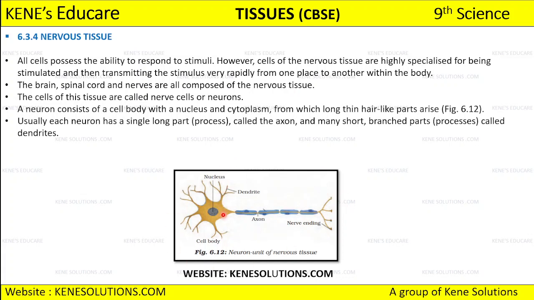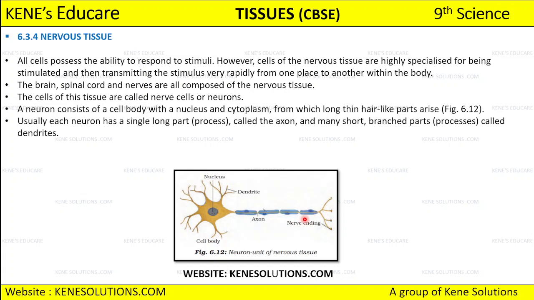In the center we have a nucleus, these are the dendrites which are present, and this is called the cell body. This is the axon and the nerve endings. Whenever you are writing an answer on nervous tissue, drawing this diagram of a neuron is very important. And why are these neuron cells or neuron tissues highly specialized? Because they stimulate an action, and after stimulating that action they transmit that stimulus very rapidly from one place to another within the body.